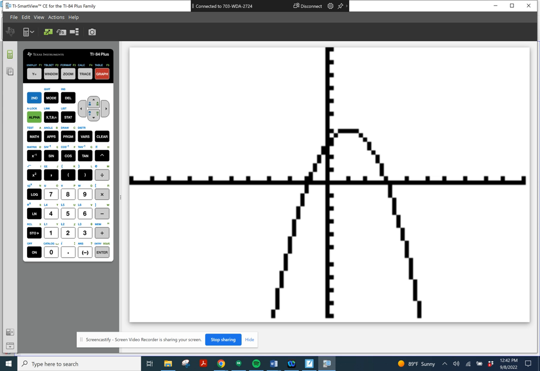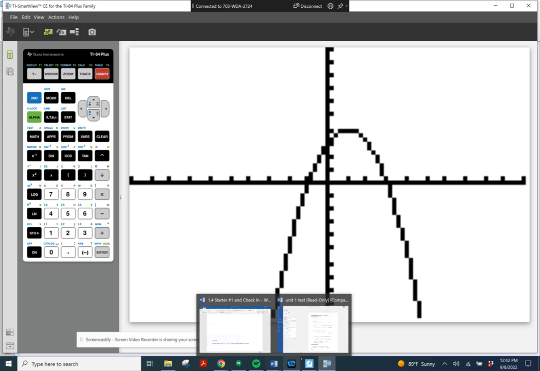And we get a U shape. And that U shape is, look at that. It's upside down. It's an upside down U shape. That's because of the negative 1 in front of the x squared.